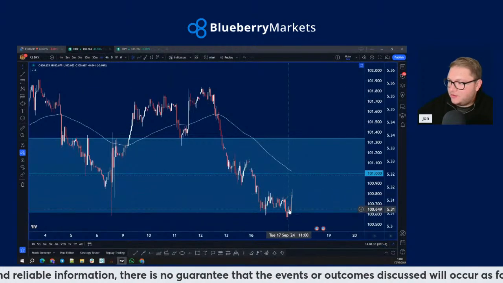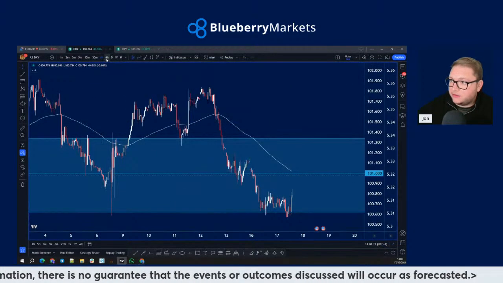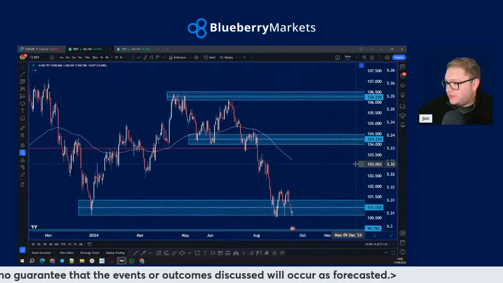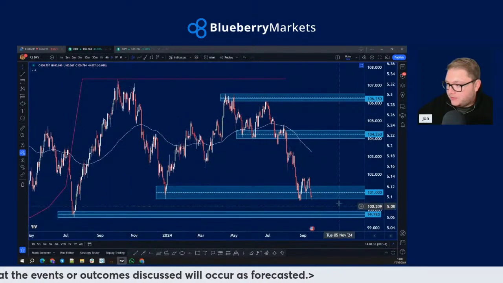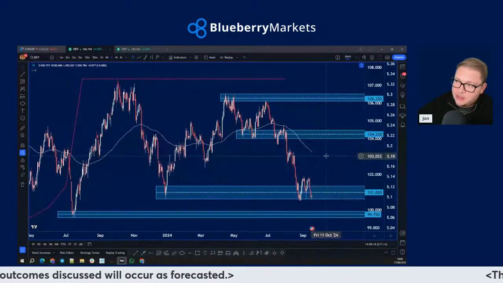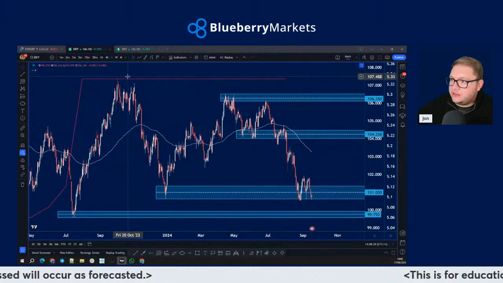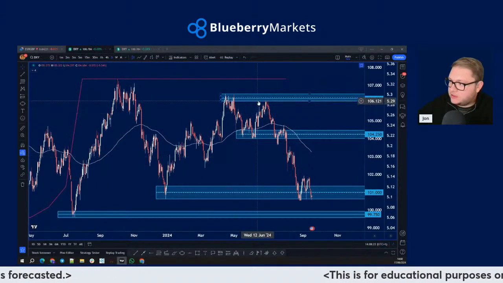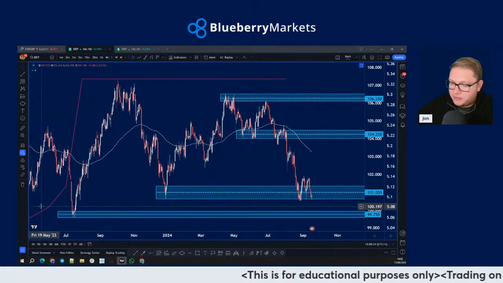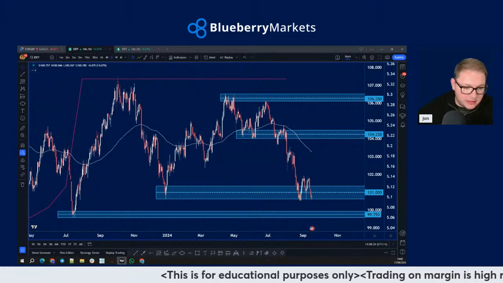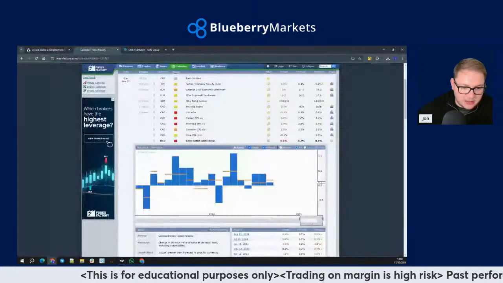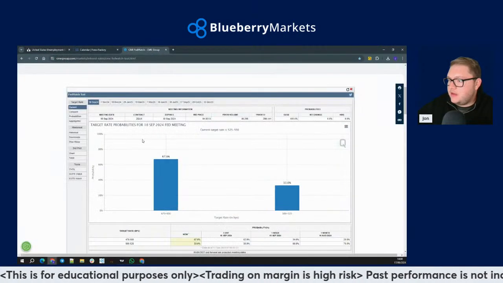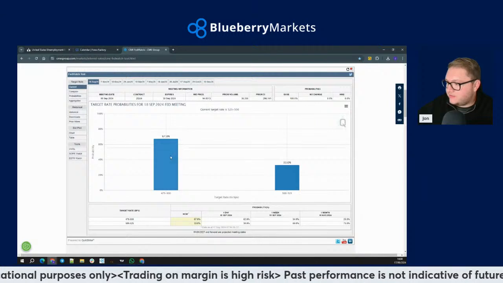Again, I don't think we're going to see much reaction until the Fed funds rate decision tomorrow. And I'm looking for potentially a bit of a bullish reaction to the US dollar because we can see that we've had a bit of a pricing in of the Fed funds rate at the moment. But let's go back to this. So the CME Fed Watch Tool hasn't really updated, hasn't really changed.